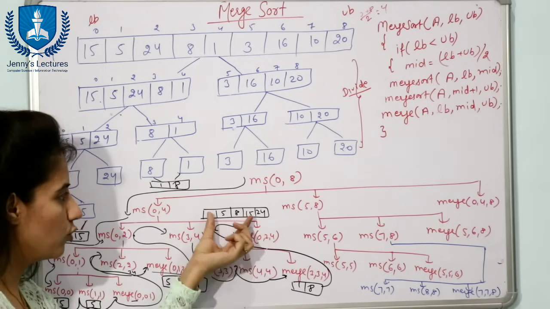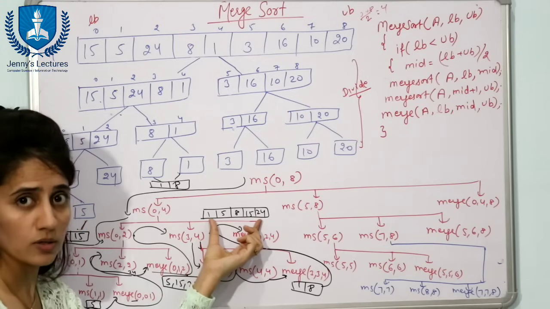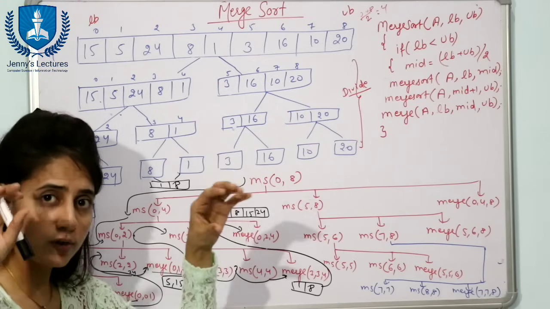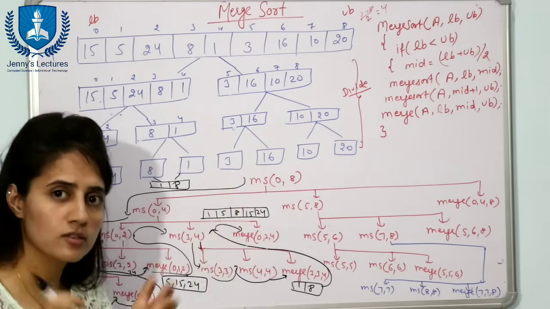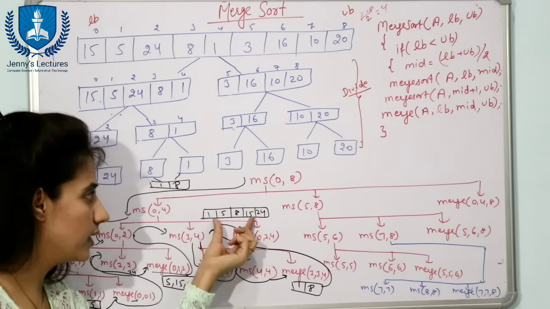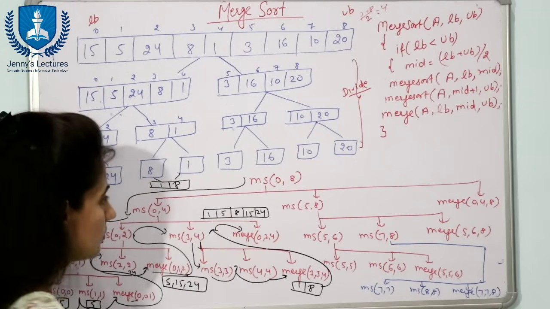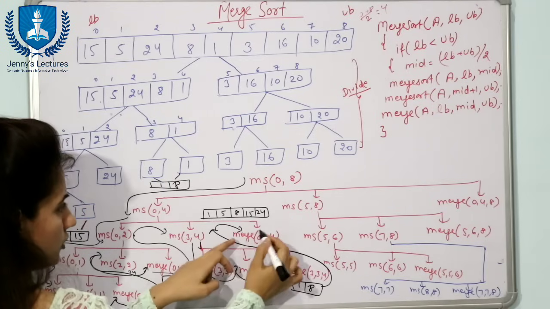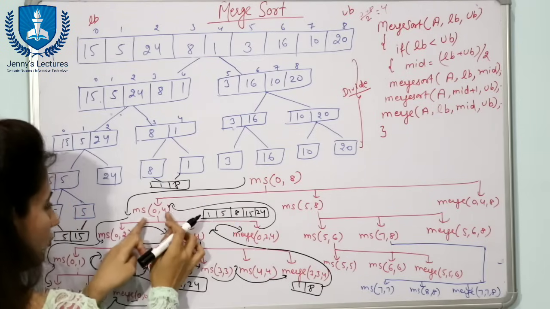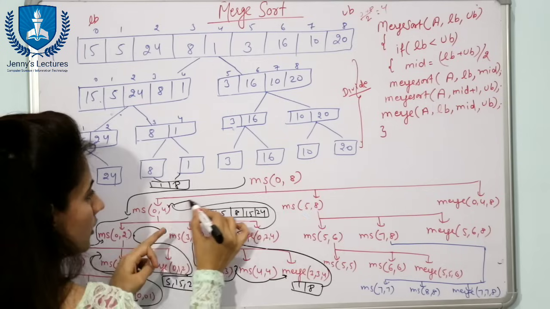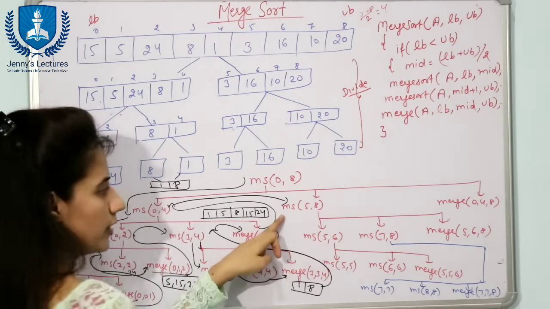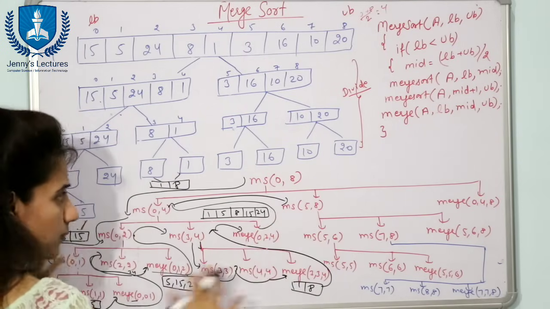At this step you are going to find out this result, because when you are merging two sorted sublists, then the result would also be a sorted list. Fine. Now this one is done. Now again we have done from 0 to 4. Now control would go to from 5 to 8. Now again this same procedure would be there.